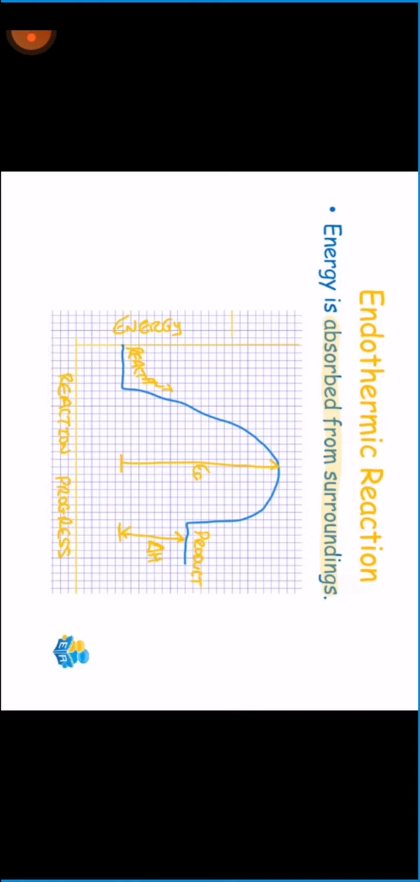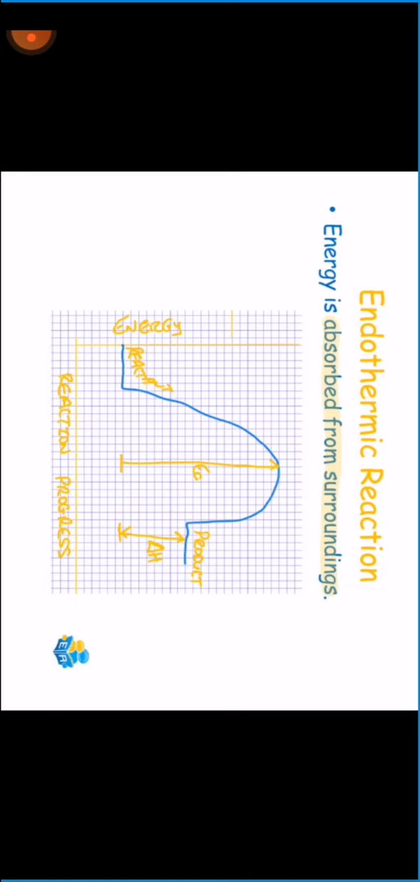And as we can see here, we have our delta H value, and the reactants clearly have less energy than the products. So we can see that there is an increase in energy throughout this reaction. That means that energy must be absorbed from the surroundings, and we know this because energy cannot be created or destroyed.